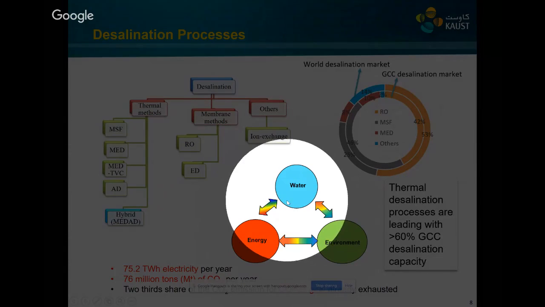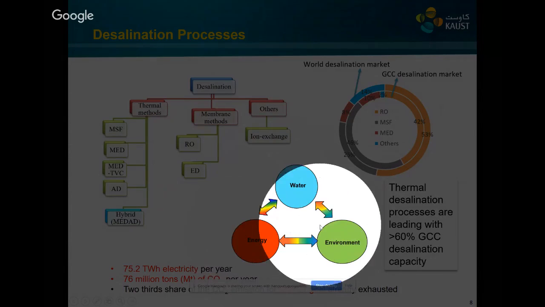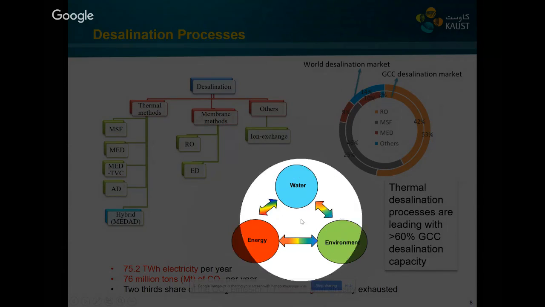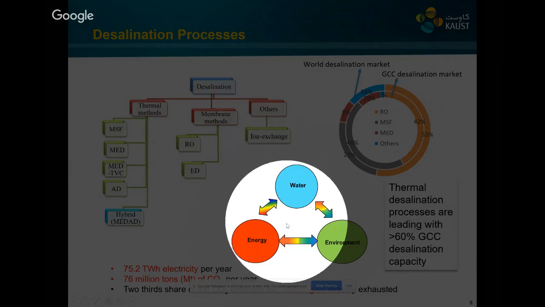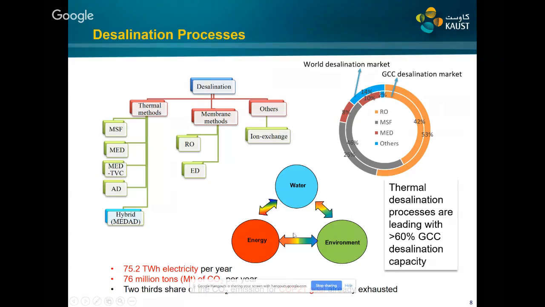So we have to produce water, but we have to apply a process that consumes very little energy, and also helps protect the environment in terms of CO2 emission and brine rejection. So we have to develop and introduce processes that fulfill this water, energy, environment nexus. But unfortunately, today all the conventional processes consume a lot of energy. They are not energy efficient.